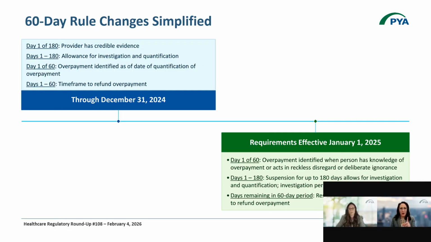So now we pause the day one and say, okay, now we're going to take 180 days in order to determine if we have a problem and quantify that. And then once we've quantified it within that 180 days, the 60-day clock starts again, and then you have to have that refunded within that 60 days. So it's a little bit different from before.